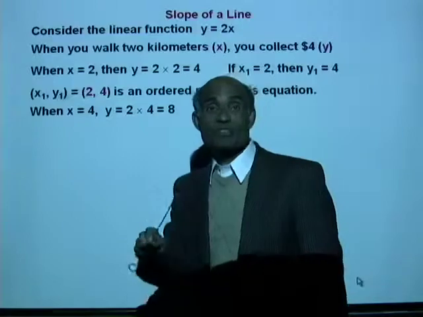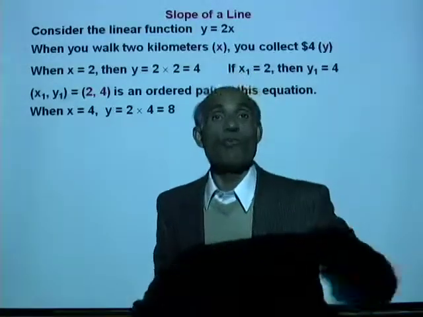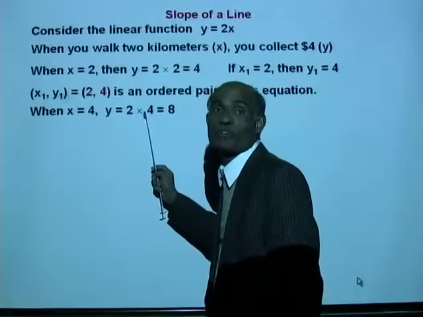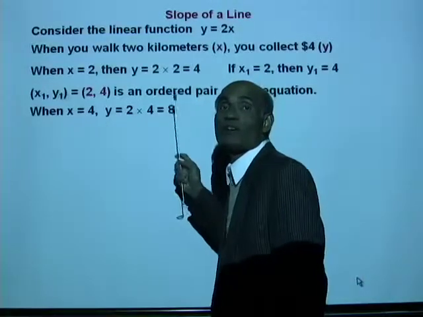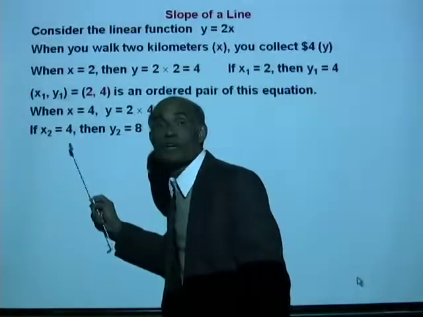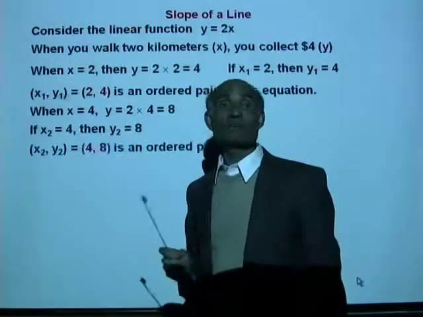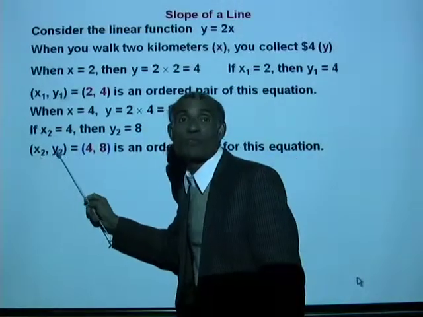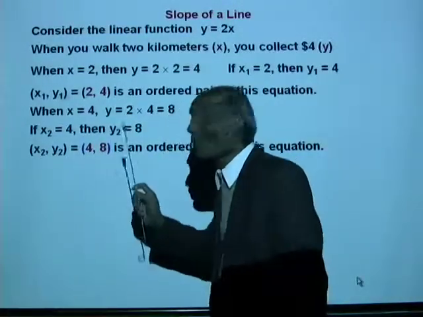Now, next she decides to walk 4 kilometers. So this time she walks 4 kilometers. How much does she collect? $8. Now, that means when x2 equal to 4, y2 equal to 8. And what is the corresponding ordered pair? x2, y2 is 4, 8.